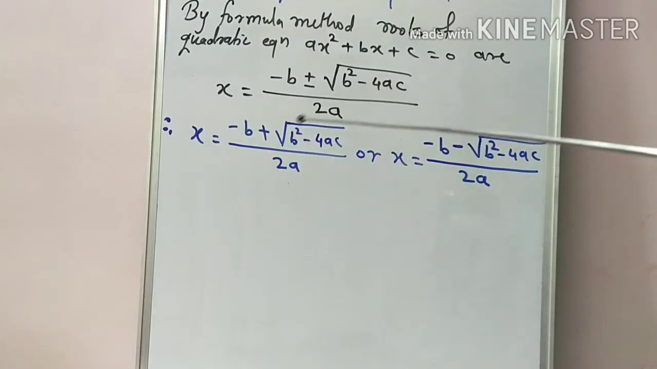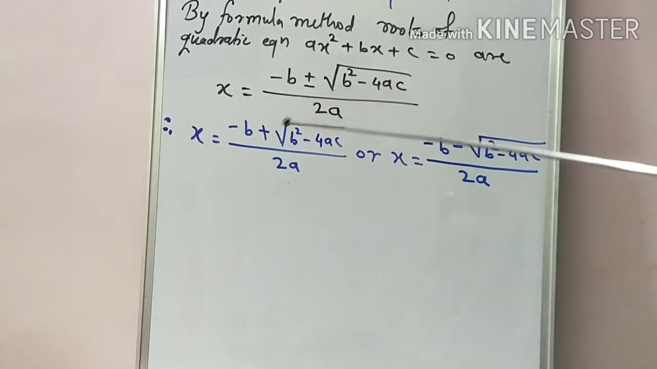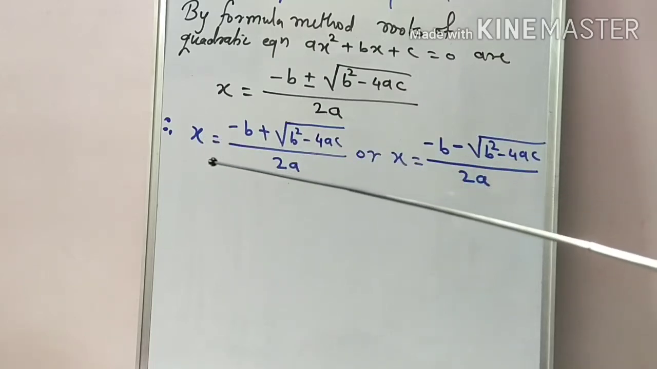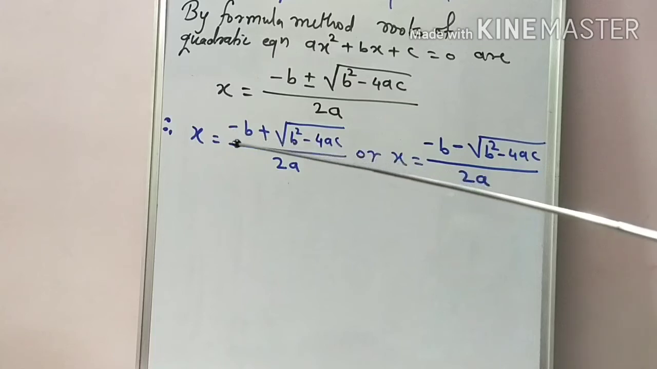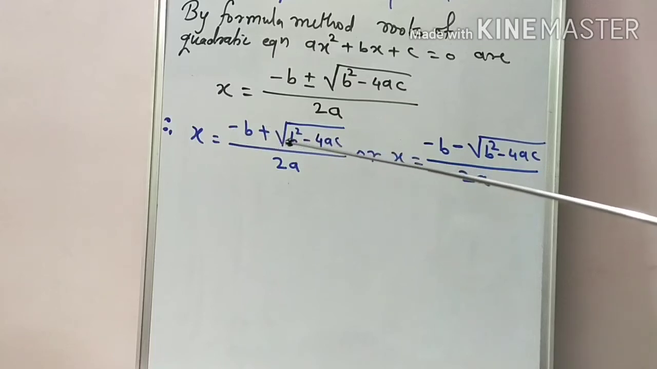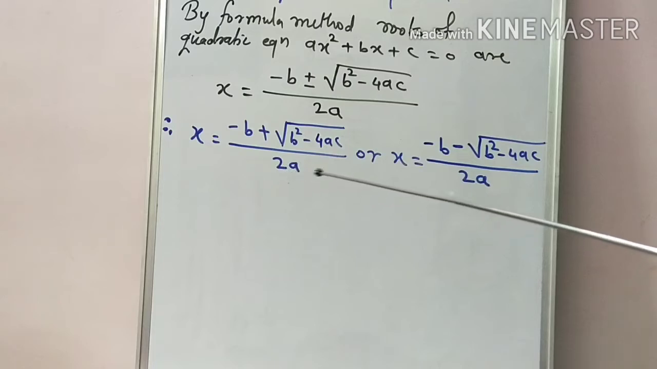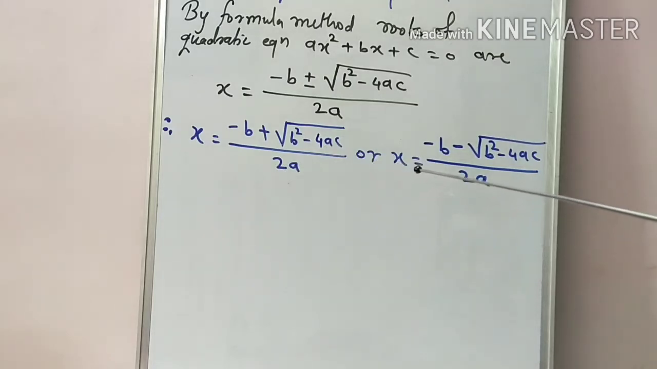So as you separate the plus or minus sign, here we get two roots, two values for x, like this: x equal to minus b plus square root of b square minus 4ac upon 2a, or x equal to minus b minus square root of b square minus 4ac upon 2a.